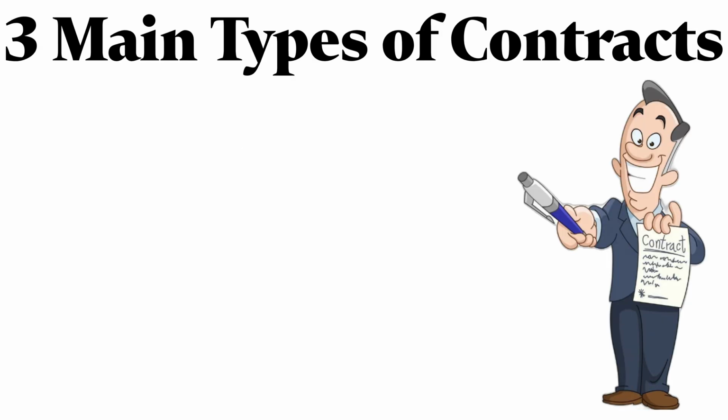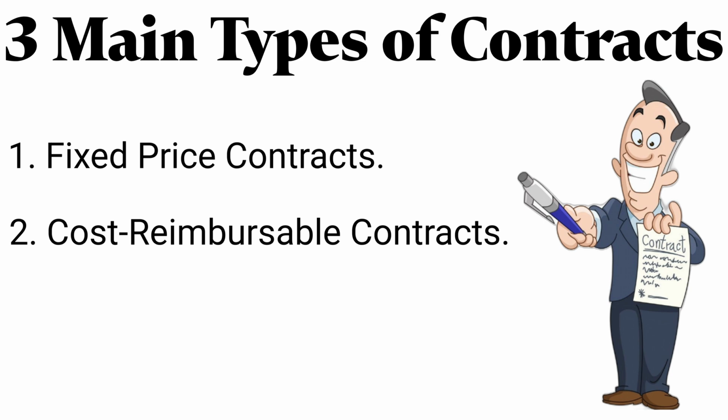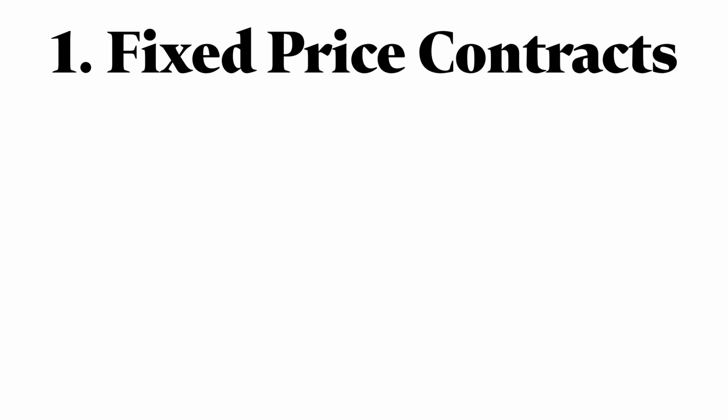The three main types of contracts you'll see are: 1. Fixed price contracts, 2. Cost reimbursable contracts, 3. Time and material contracts. Each of these types has unique characteristics, and knowing when to use them is critical to achieving project objectives effectively. Let's start with fixed price contracts.